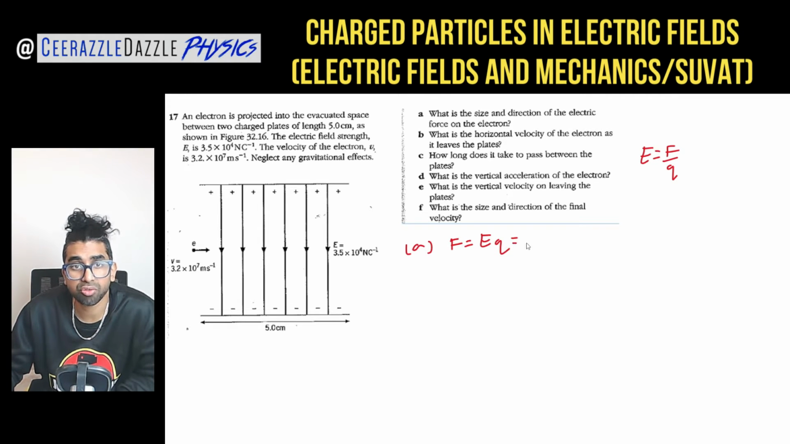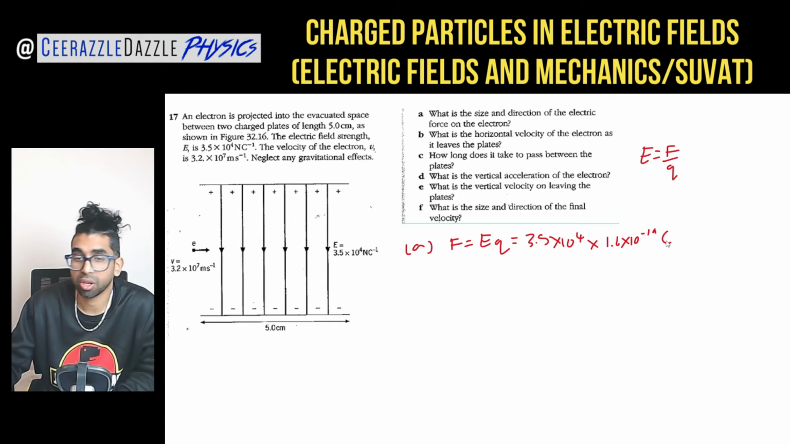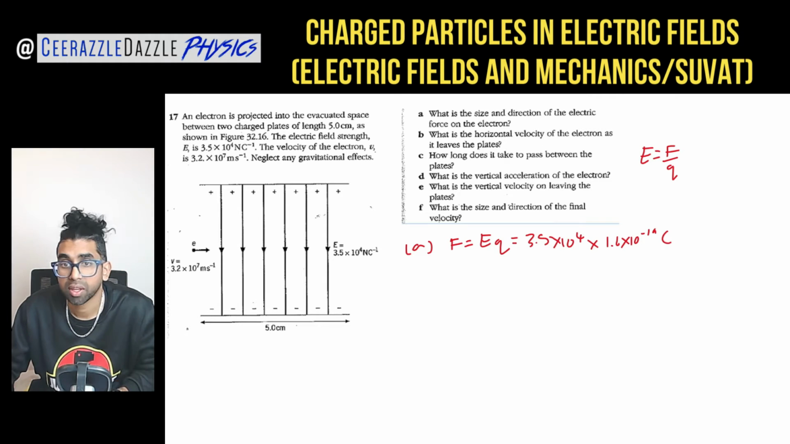The electric field strength, we know it's going to be 3.5 times 10 to the power of 4, multiplied by the charge. What is the charge? It is the charge of the electron itself, 1.6 times 10 to the minus 19 coulombs. Okay, so let's do it in a calculator. What do we get? I'm going to get the answer, guys, to be 5.6 times 10 to the minus 15 newtons. So that's the force it gets.